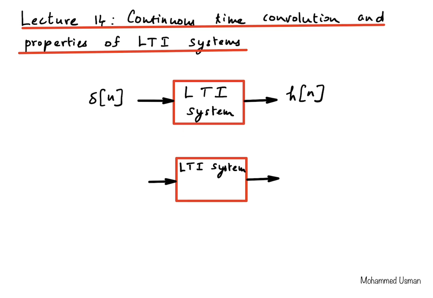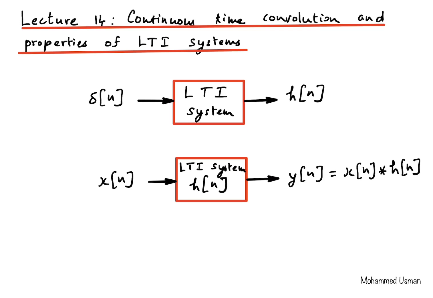So if we know the output of the discrete LTI system for an input which is a unit impulse, then we can find the output of the LTI system for any arbitrary input signal. Using this characterization of the system, that is its impulse response h of n, we can find the output of the system to any arbitrary input x of n. The output, which we call y of n, is nothing but the input x of n convolved with the impulse response h of n.